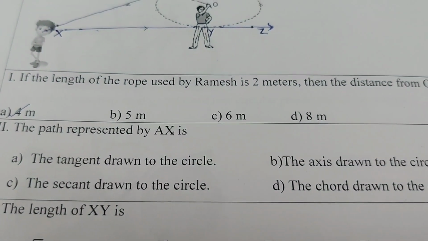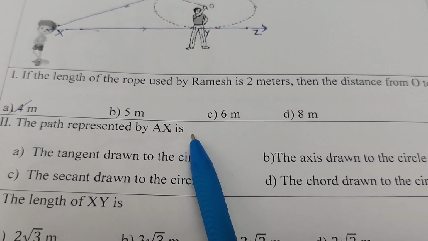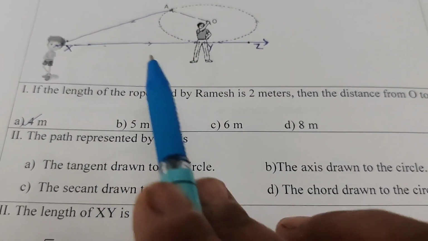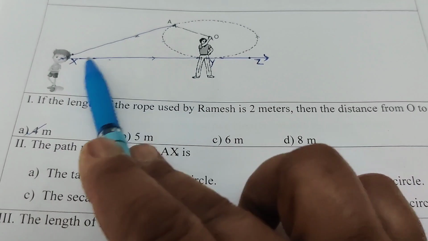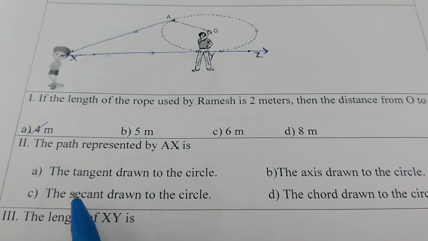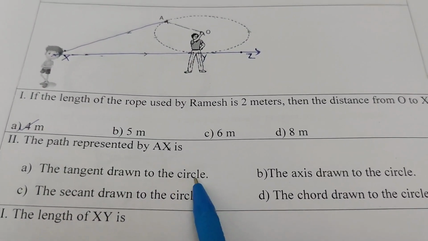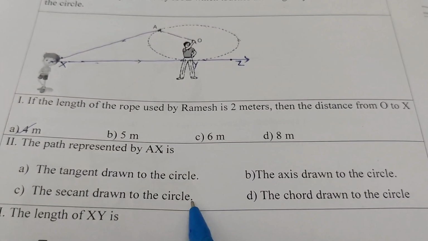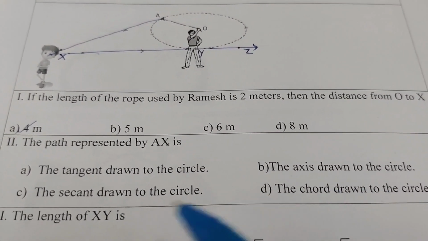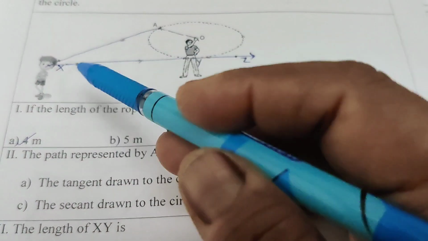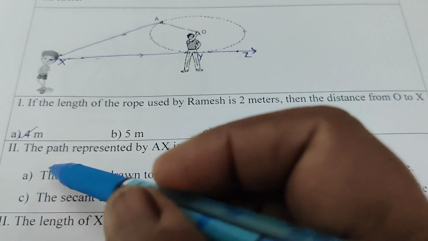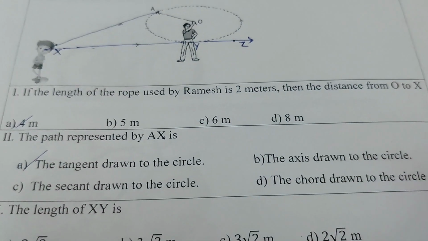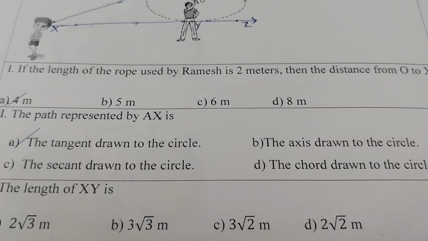Now question number 2. The path represented by AX is: a tangent drawn to the circle, a secant drawn to the circle, or a chord drawn to the circle. The right option is tangent. A tangent is a line which touches the circle at one point. This is the tangent drawn to the circle.